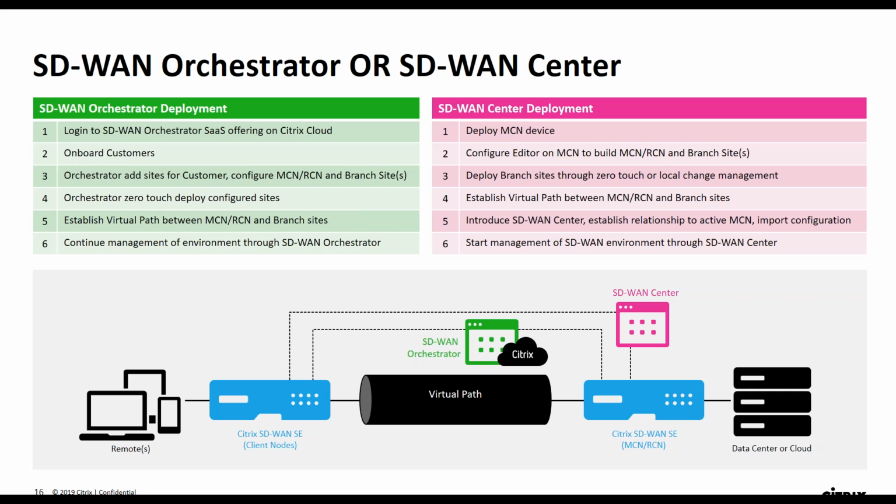After you've handled that whole onboarding process, which we'll talk about shortly, you would add the sites and do the configuration both on the MCN and the branch site. For any additional sites where we can leverage zero-touch deployment, that would probably be what we want to do. And from there, we just sit back and look at the traffic as it's going across the different sites. So, making sure that the virtual path is communicating properly, looking at different alerts as they come in, and handling all the continued management through SD-WAN Orchestrator.